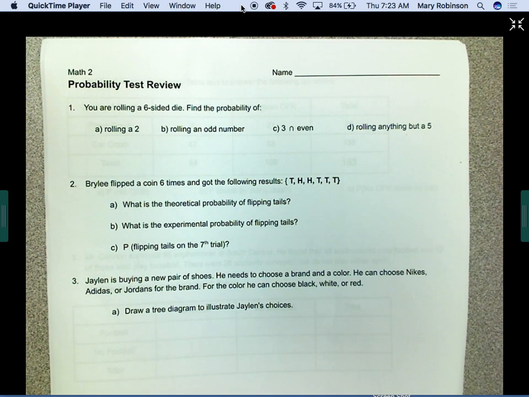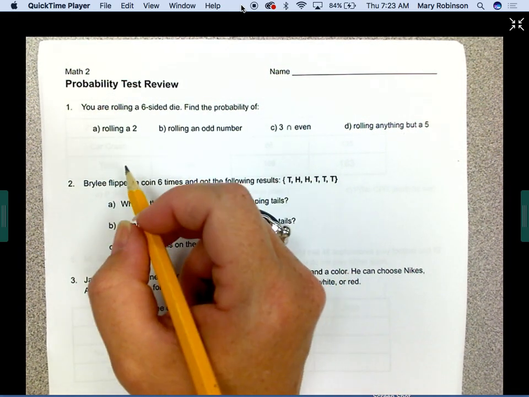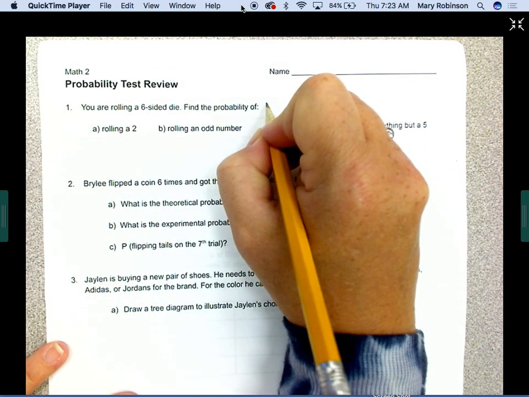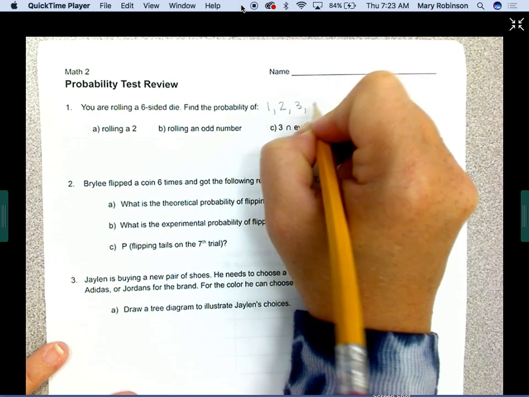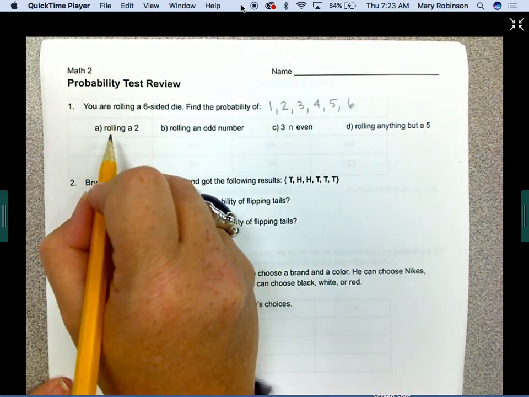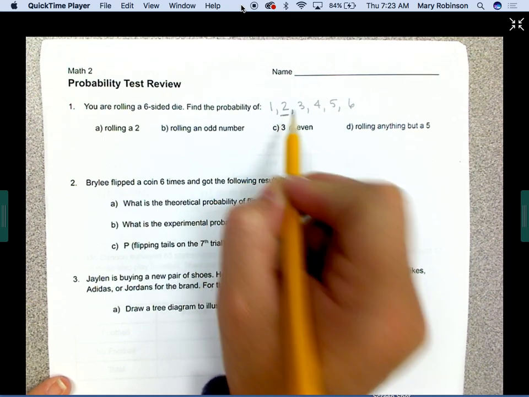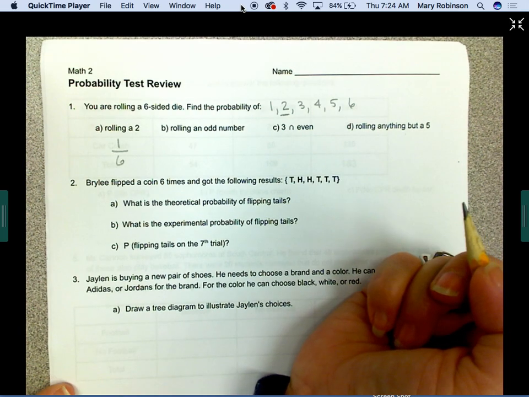Hello, in this video I'll be covering your number set theory and probability test review for Math 2. For number 1, you are asked to find probabilities when rolling a 6-sided die. Recall that the outcomes of rolling a die are that you can either roll a 1, a 2, a 3, a 4, a 5, or a 6. The probability of rolling a 2: there is only one 2. So it was 1 out of 6 possible outcomes.